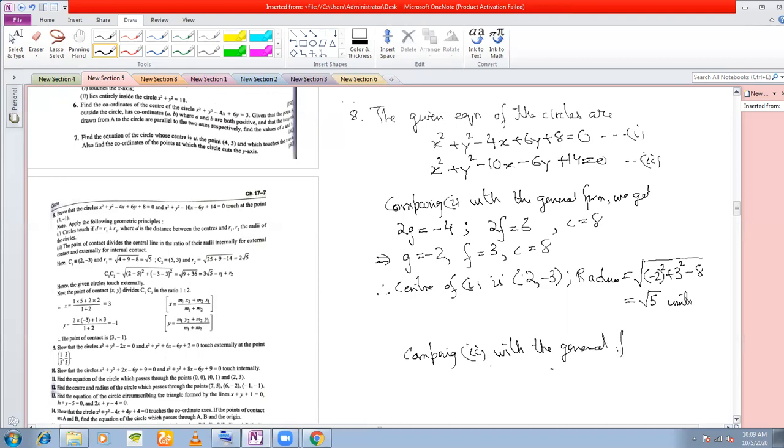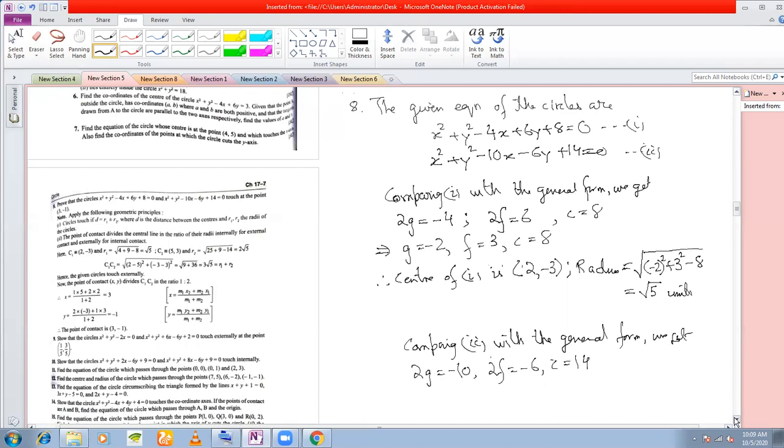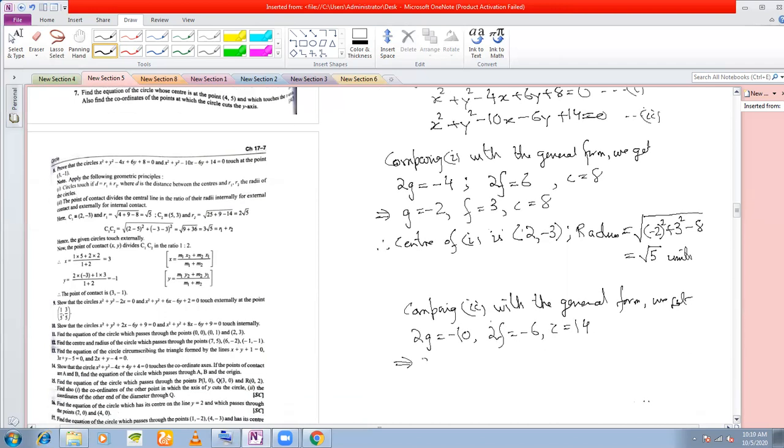Comparing 2 with the general form, we get 2g is equal to minus 10, 2f is equal to minus 6, and c is equal to 14. That means you get g is equal to minus 5, f is equal to minus 3, and c is equal to 14.